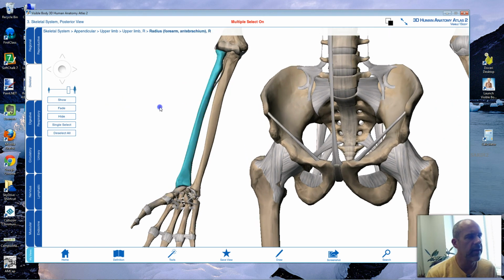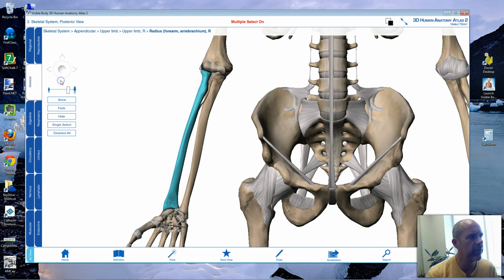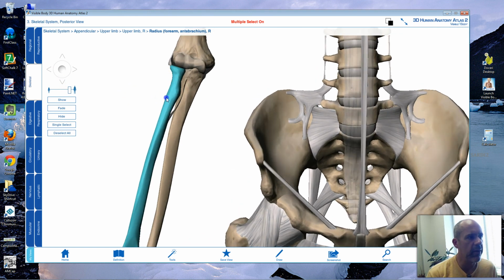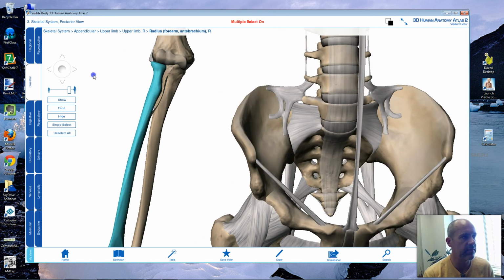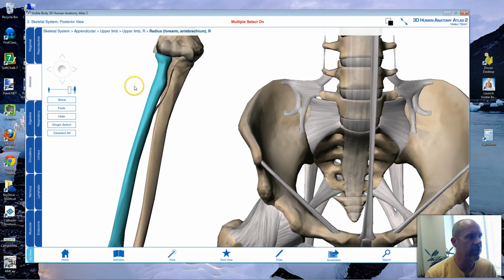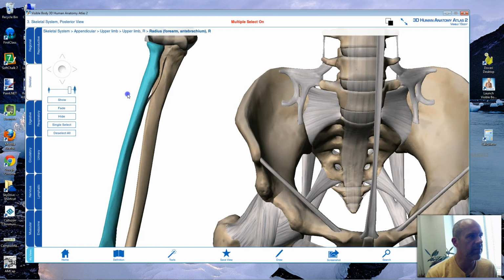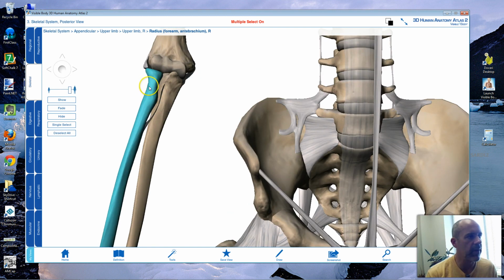All right, there's the radius, and the radius has a very round head. This is actually called the head of the radius. So the head of the radius is actually at the elbow joint. It's on the proximal portion in contrast to the ulna. And it really does look like a circle. We'll see that when I highlight the radius separated from all the other bones.